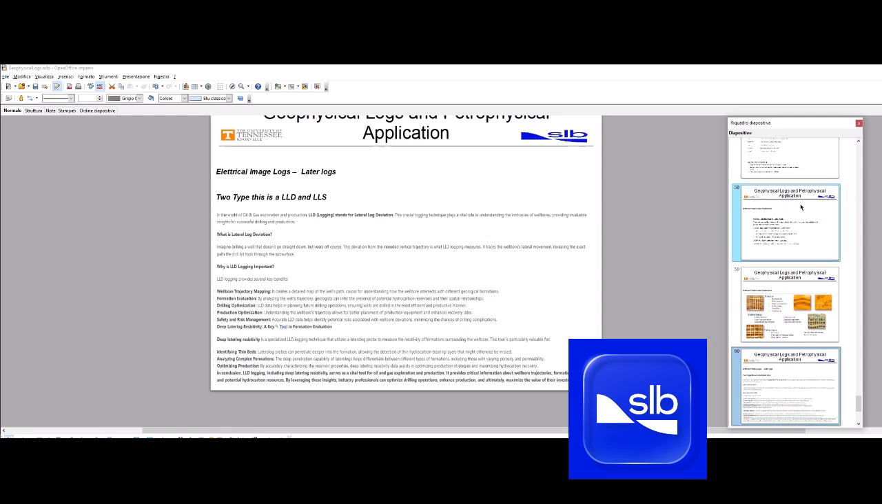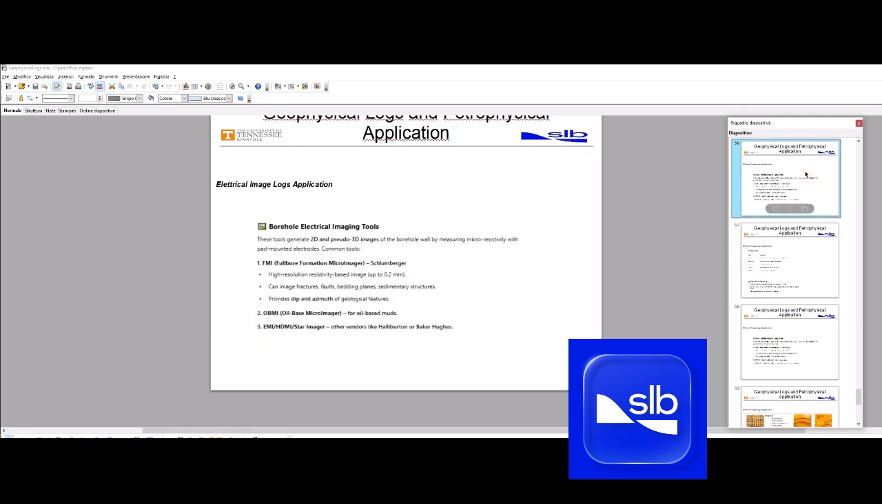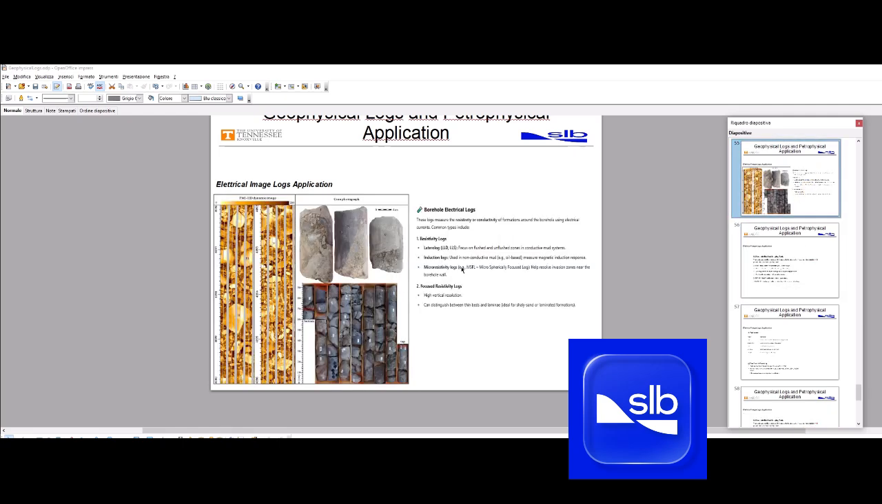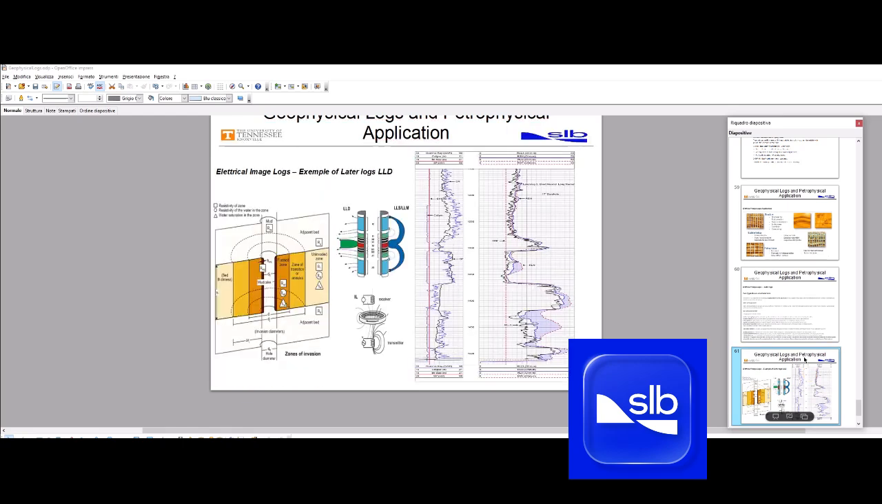So today we are speaking about these particular logs, which are the lateral logs LLD and LLS, which are the oldest kind of logs. LLD is a lateral deep, and LLS is lateral shallow.